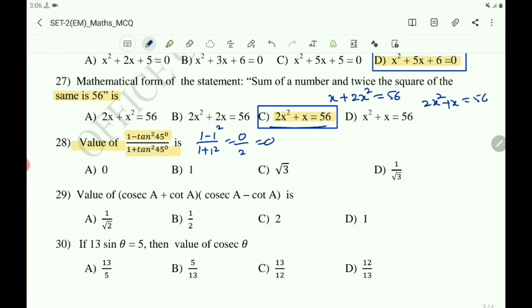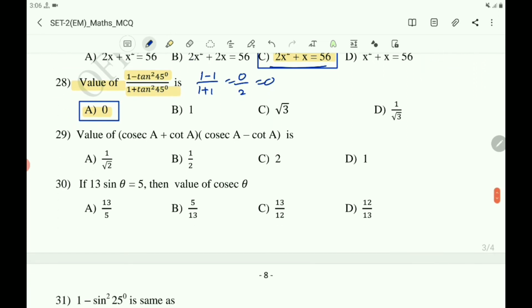Here 1 square is also 1 only. 1 plus 1 becomes 2. But here 1 minus 1 square means 1 minus 1, which is equal to 0. So what is the answer? Option A. You must know the value of tan 45. Option A, 0, is the answer.